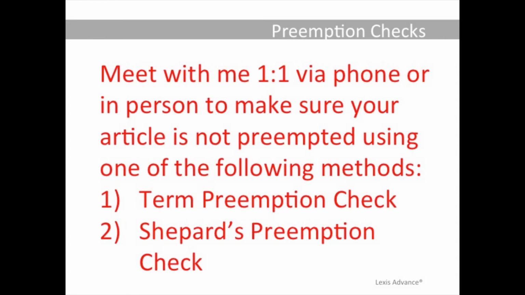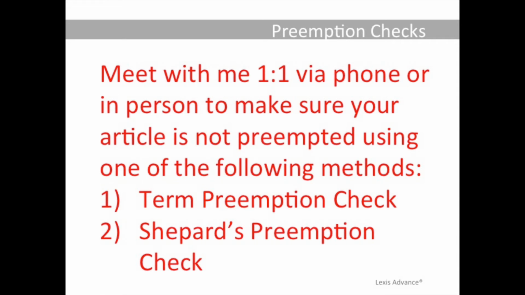So with a term preemption check, what you're doing is you're thinking about a term that another article would absolutely have to use if they were to preempt your article. And then you actually search that term in Lexis, and you search for other law review articles and journal articles that use that term. Then you take a look at those articles and see if they really do truly preempt you.